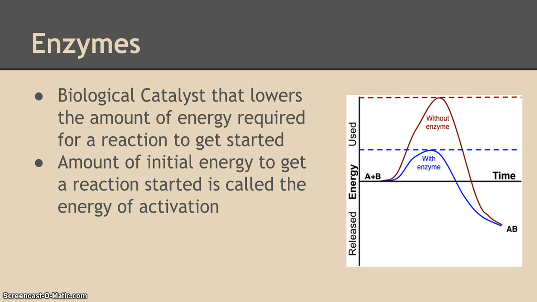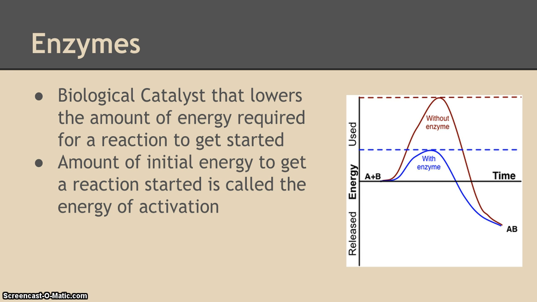So what are these enzymes? Well, enzymes are biological catalysts that lower the amount of energy required for a reaction to get started. Biological just refers to anything that is living, and catalyst means something that is going to speed up a reaction. So a biological catalyst is going to speed up a reaction in a living organism. So what this does is it lowers the energy of activation. The amount of initial energy to get the reaction started is called the energy of activation, which we just went over, but it's lower with the enzyme.